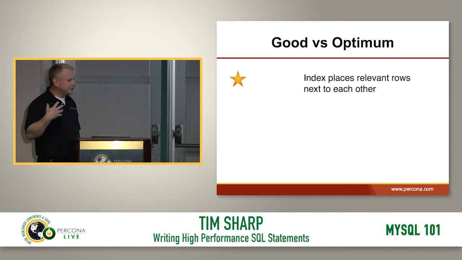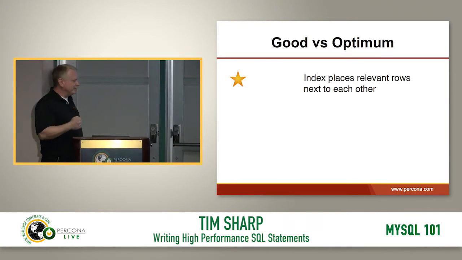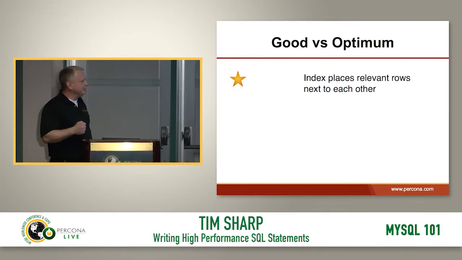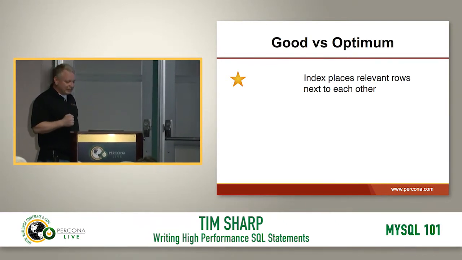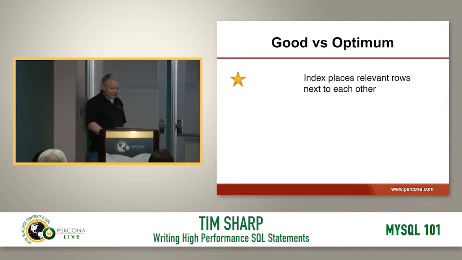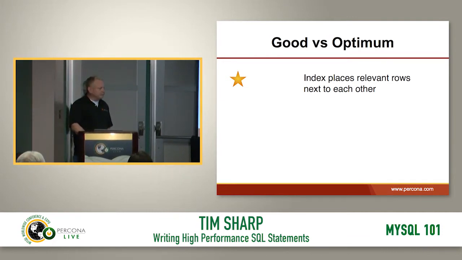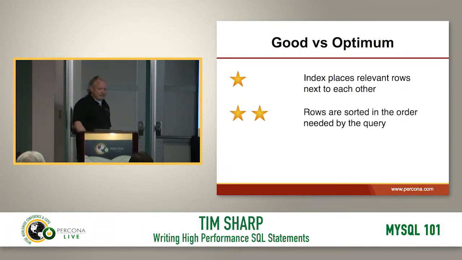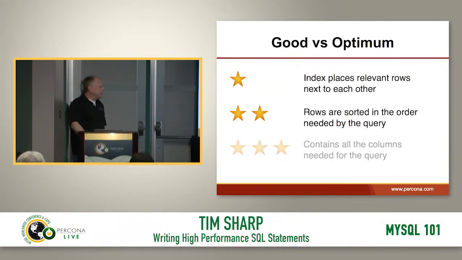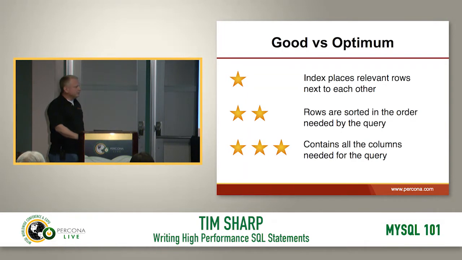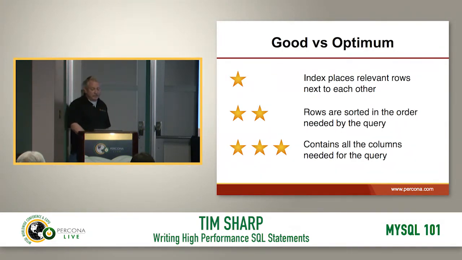To design an optimum index, there's a way to rank your indexes in terms of stars. An index is 1 star if it places all the relevant rows next to each other. That's kind of the definition of an index, in my opinion. It's 2 stars if the rows are sorted in the order needed by the query. And it's 3 stars if all the columns needed for the query are included, which is a covered index.